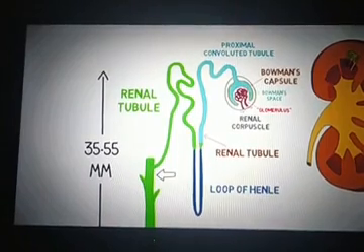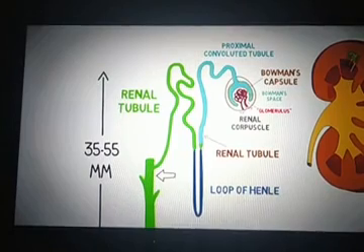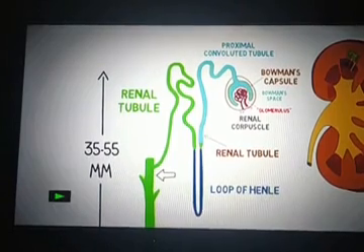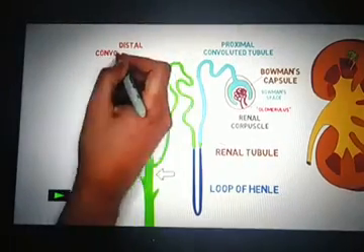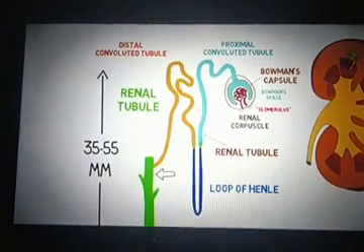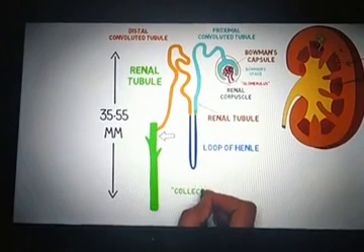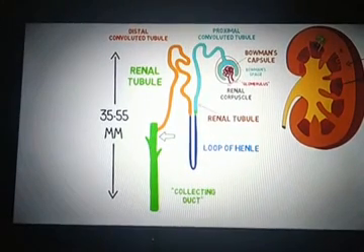It is dark blue. It is the loop of Henle, a U-shaped structure. Then there is again the green colored structure, which is called the distal convoluted tubule. And the distal convoluted tubule is then connected with the collecting duct.